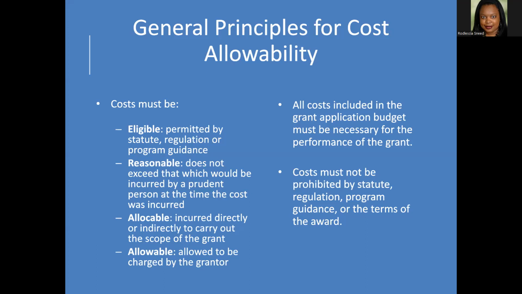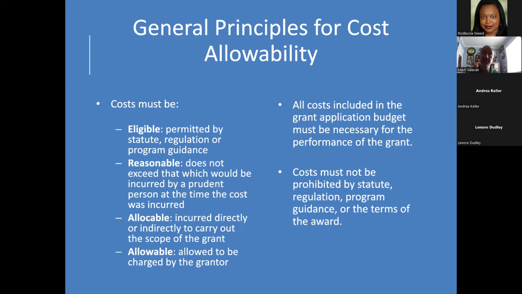So they should not exceed that which would be incurred by a prudent person at the time the cost was incurred. So I'm a bargain shopper. I like to shop around and check prices and get the best deal. And that's what the funders expect you to do. And most entities will have some type of purchasing guidelines. So for example, at the county where I worked, we were required to get 3 bids for any major purchase and then purchase the lowest cost one unless there was justification for not doing that.